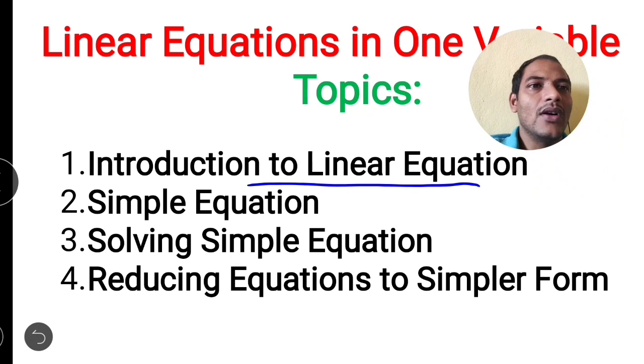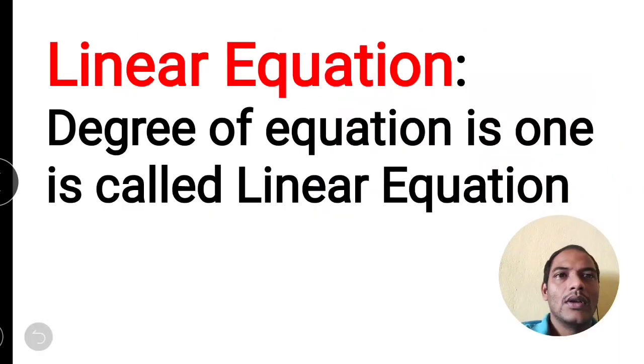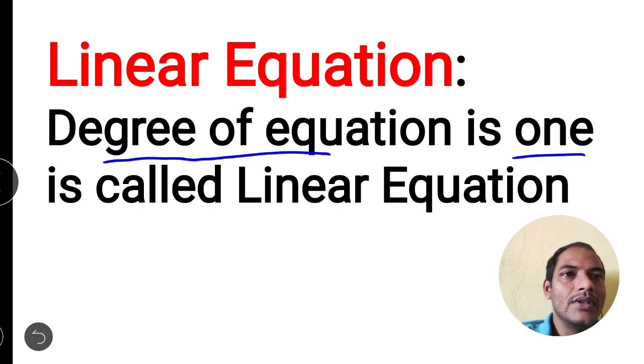So what is the meaning of linear equation? Here, an equation whose degree is 1 is called a linear equation. Let's see some example problems.